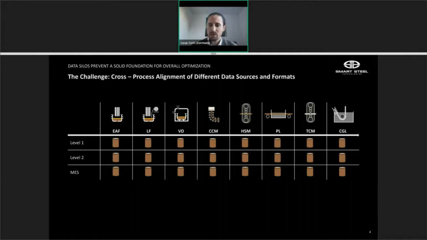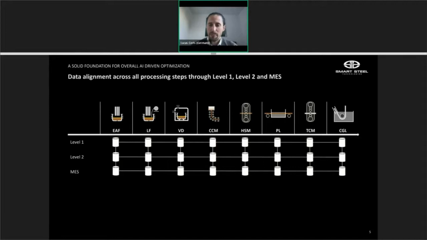The next slide shows symbolically what the data platform looks like. We are able to combine all the different processing steps across level 1, level 2, and also level 3, here explained within MES. This is what we're aiming at, and this is what is currently also running live in several projects at customers. And this really gives you the foundation to install AI at the end.